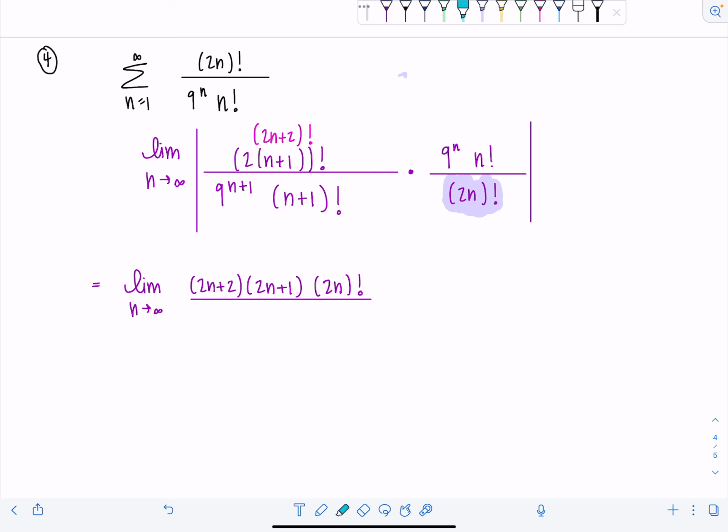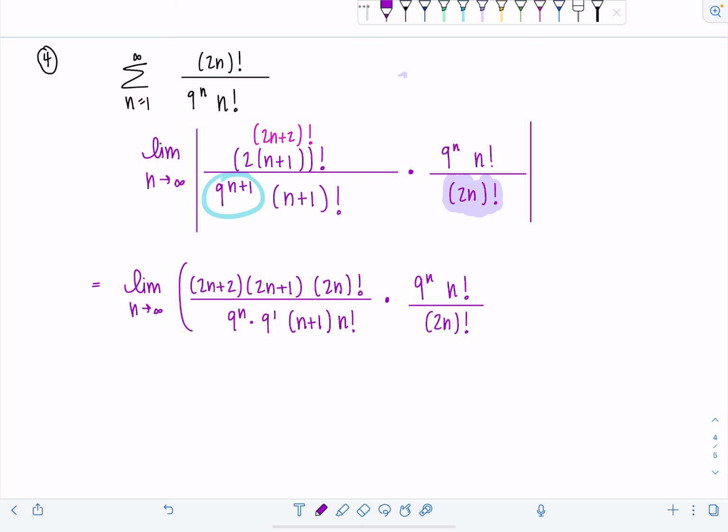Then in the denominator, now we've got this 9 to the n plus 1. How should we break that up? Good. 9 to the n times 9 to the first. n plus 1 factorial, that's n plus 1 times n factorial. You're probably super comfortable doing that. Times, and then all this stuff we leave alone. 9 to the n times n factorial over 2n factorial.